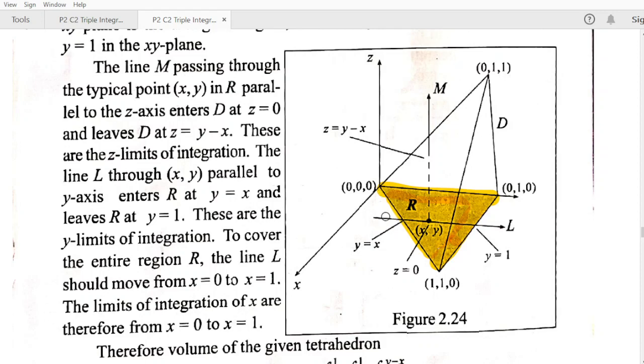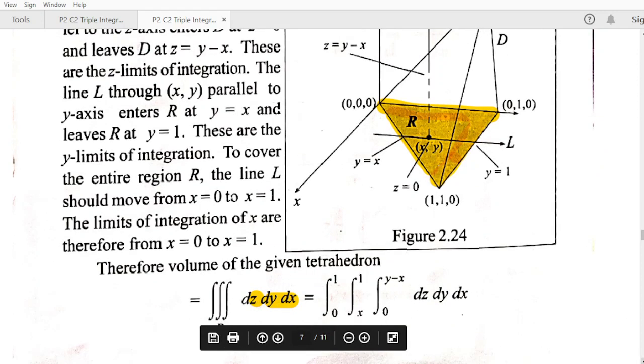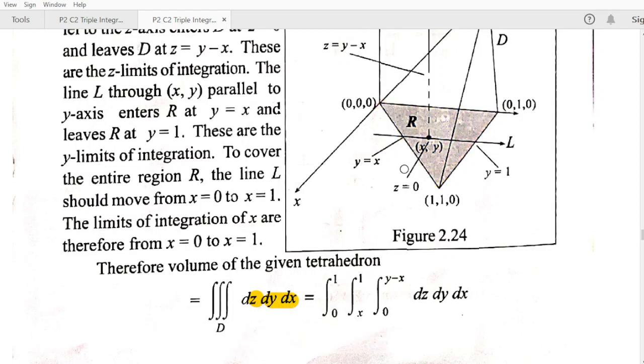First we have to see which variable we have to find. Here we see that first we have to find the limit of y. So considering this region, we'll be finding the limits of y and x. To find the limit of y, we will be considering a line parallel to y passing through this region, and we will be observing this line and finding the limit of y.